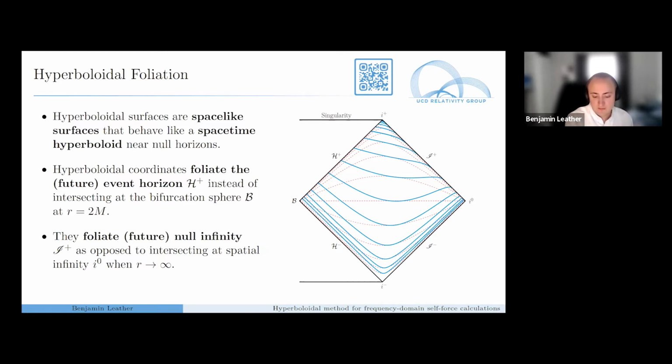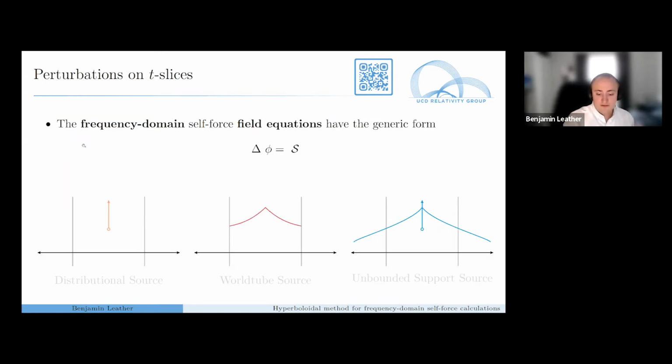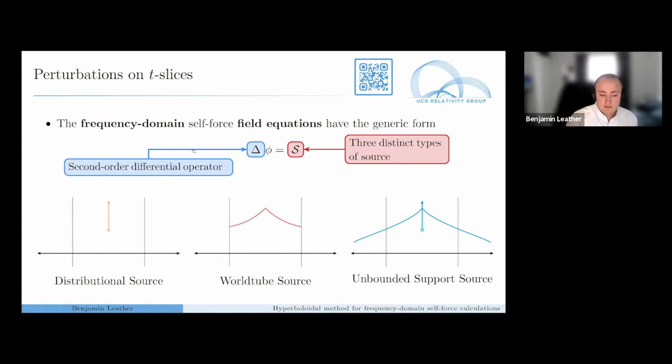So typically in perturbation theory, as was alluded to before by Sam and Ollie, we solve these perturbations along red, time, or t slices, and the majority of self-force calculations are carried out within the frequency domain, where computing this perturbation reduces to a set of ordinary differential equations. So in general, on t slicing, the frequency domain wave equations for the self-force problem have the following form here, shown for just a single scalar field for simplicity, where this delta is a second order differential operator, and one can encounter three types of source, being distributional, world tube, or unbounded support.